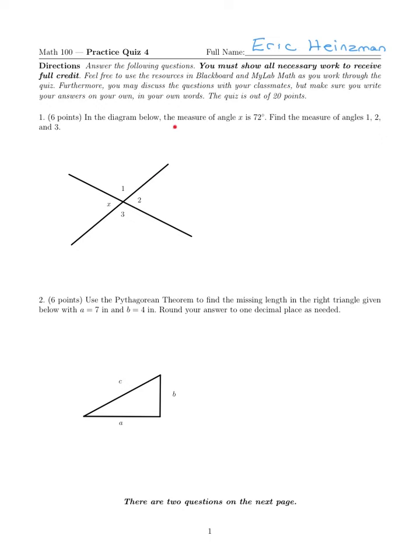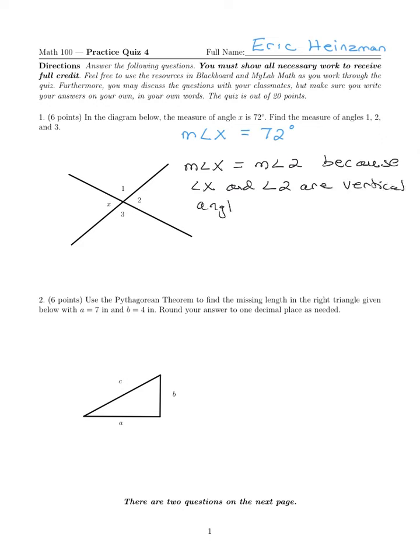The thing I'll note first is that when we say the measure of angle x, we would use this symbol to denote that, and it's equal to 72 degrees. Angle x and angle 2 are vertical angles. So I'm going to note that the measure of angle x is equal to the measure of angle 2 because angle x and angle 2 are vertical angles. So they must be equal. That means the measure of angle 2 is also 72 degrees.